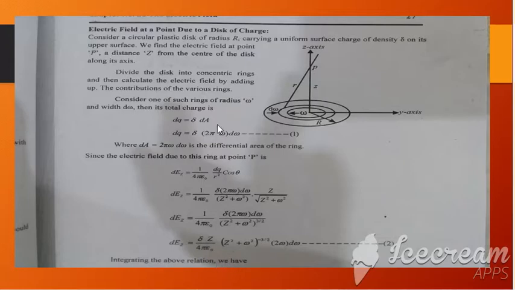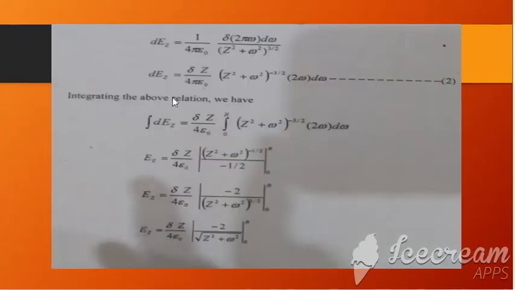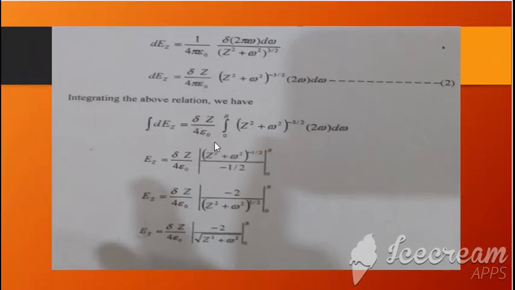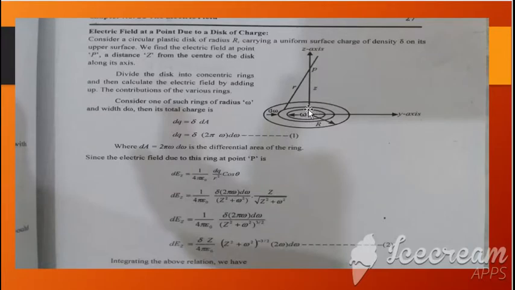Then integrating the above relation, we will get the integral of dEz equal to sigma z over 4 epsilon naught, integrating this equation over the range 0 to r. From this diagram, look at the position of my cursor, the center of the disk is 0 and the distance from the center to the outermost rim is r. So the range of this integral is 0 to r.